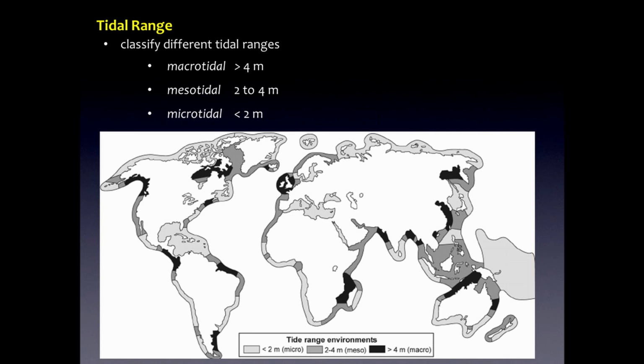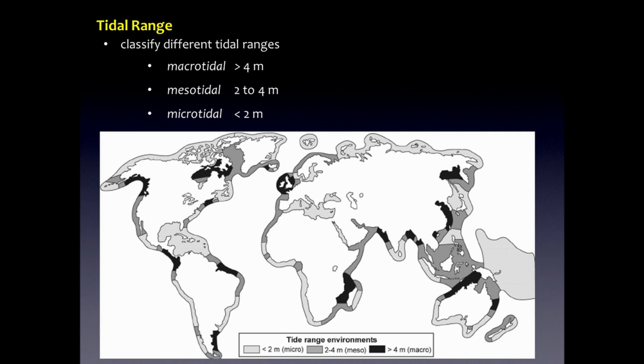We then have the mesotidal. This is 2 to 4 meters. This is shown by that medium gray coloration on the map. And then finally we have microtidal. These are tidal ranges less than 2 meters. This is very typical of what we see along islands in the open ocean.